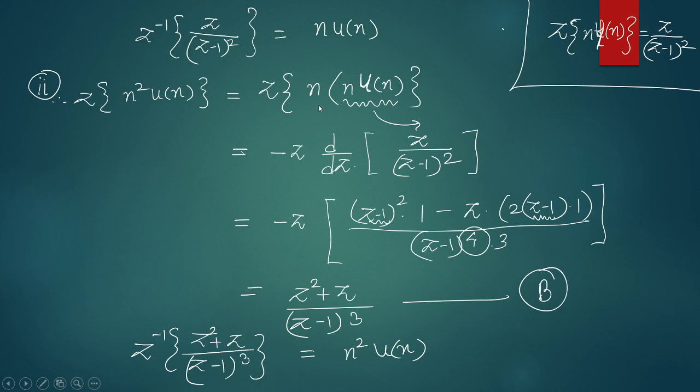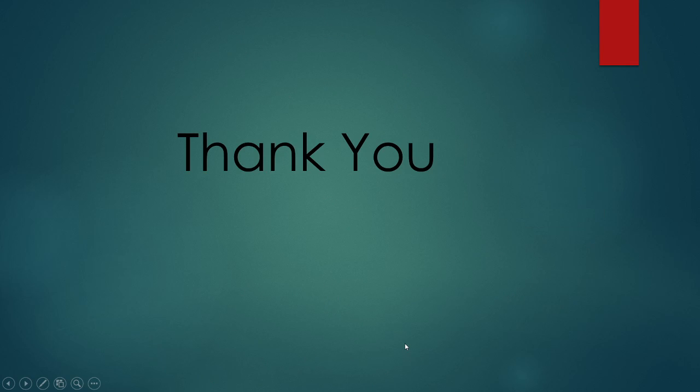Now for the second term, again we apply the multiplication by n property, and for this we consider the value of F of z equal to z upon z minus 1 whole square, that means the first result. And again apply the quotient rule and simplify the terms. We get the value z square plus z upon z minus 1 whole cube. If we write this in terms of z inverse, then its value equals n square u of n. In this way, we solve the problems. Now, other properties we will discuss in part 3. Thank you.